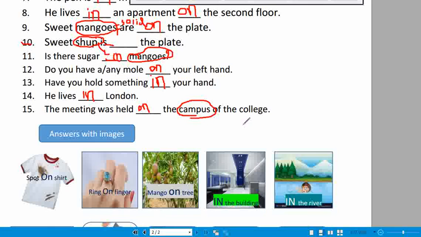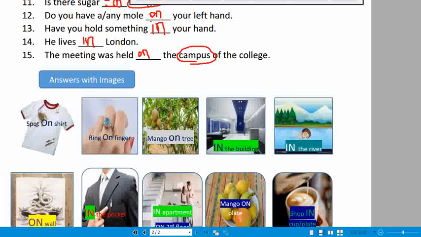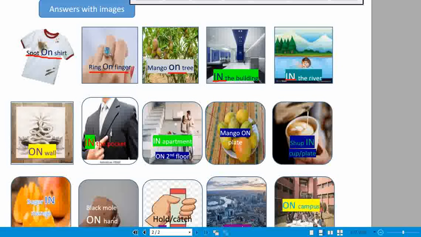Let's look at the answers with images and a quick recap. Spot on shirt. Ring on finger. Mangoes on trees. In the building, there is no one in the building. In the river, when we swim in a large area, in is the preposition. We swim in the river.